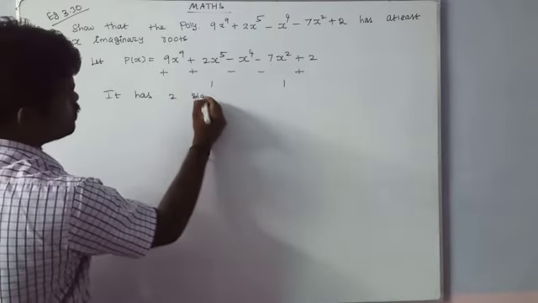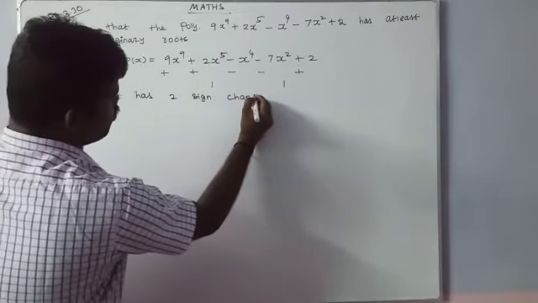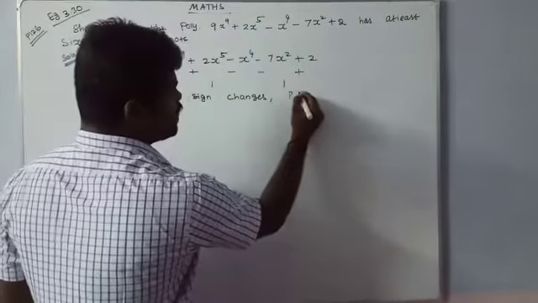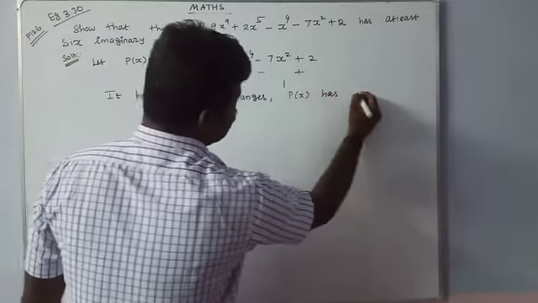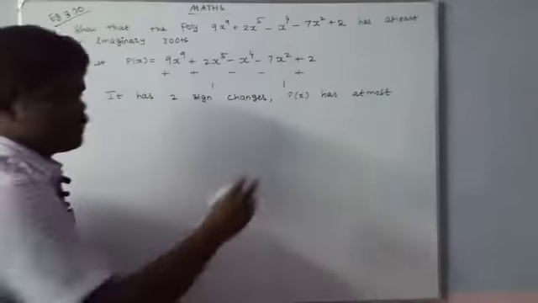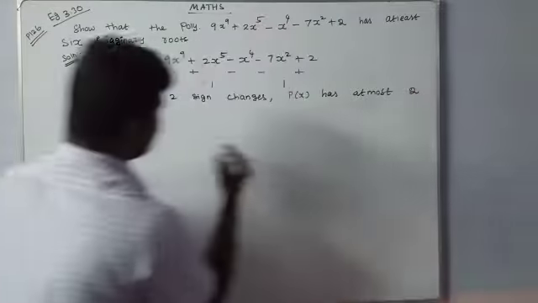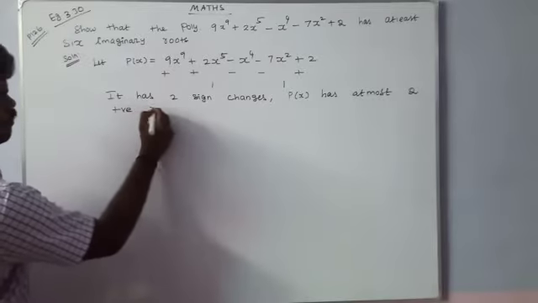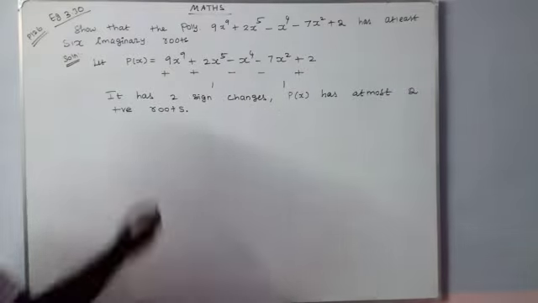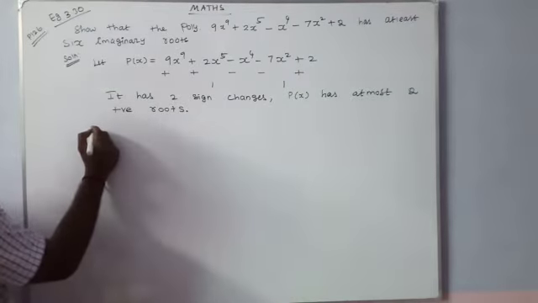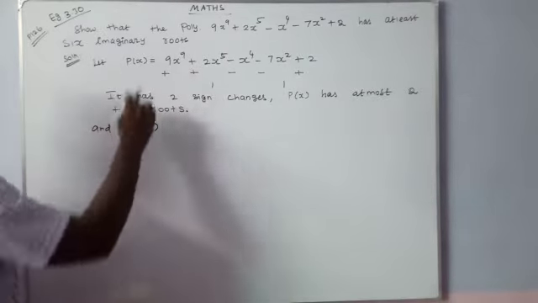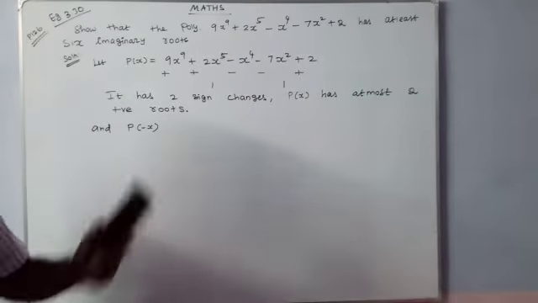So it has two sign changes, so the polynomial p of x has at most two positive roots. Two positive roots. Okay, right. And now apply p of x and replace x by minus x. We want to know how many negative roots.